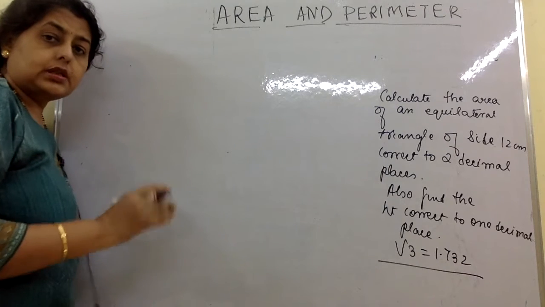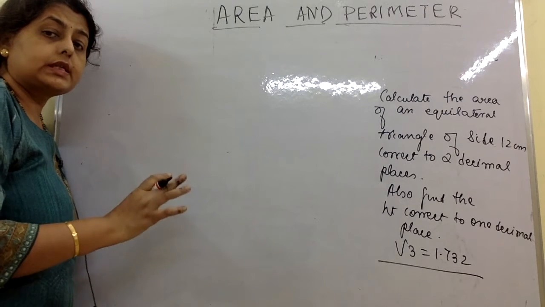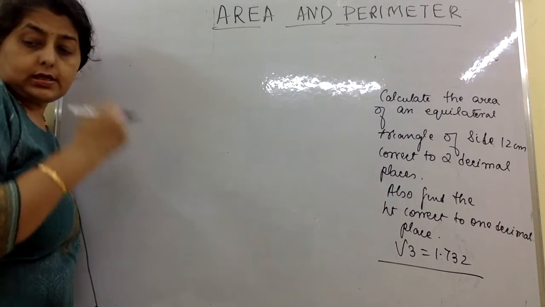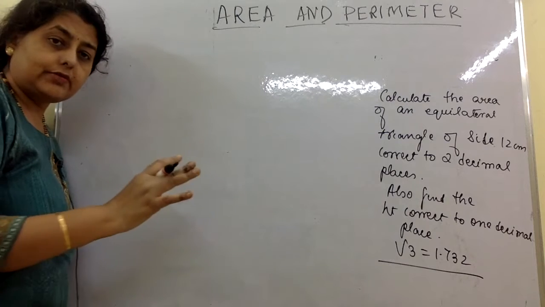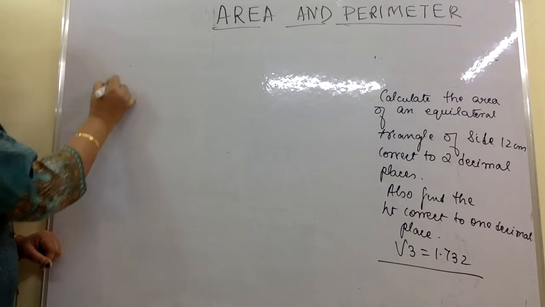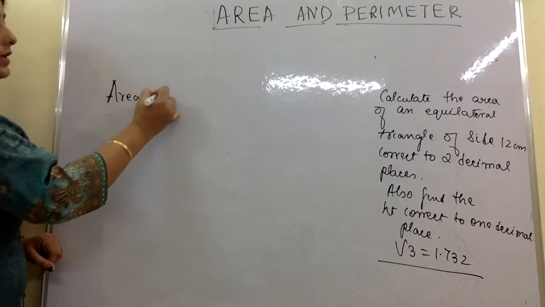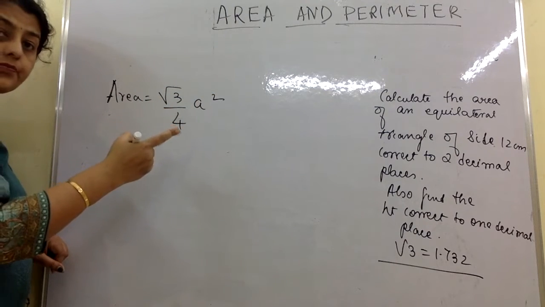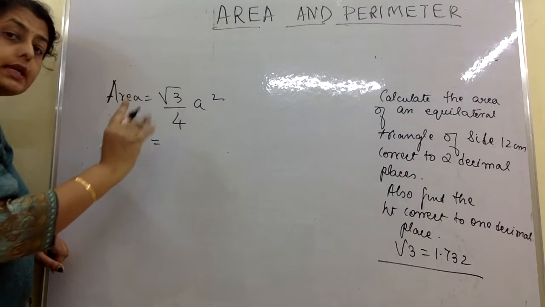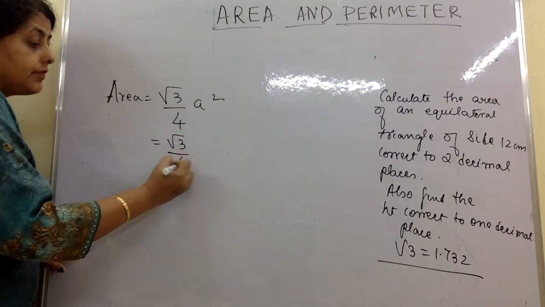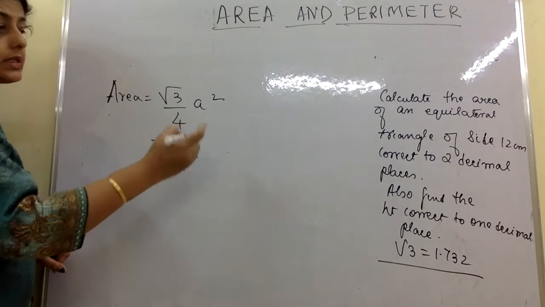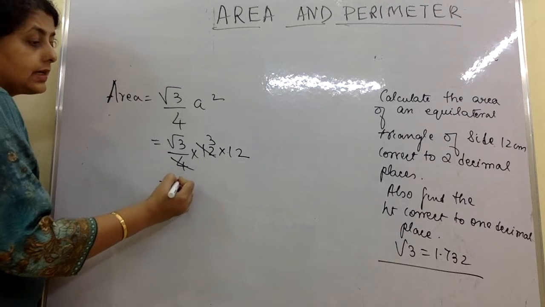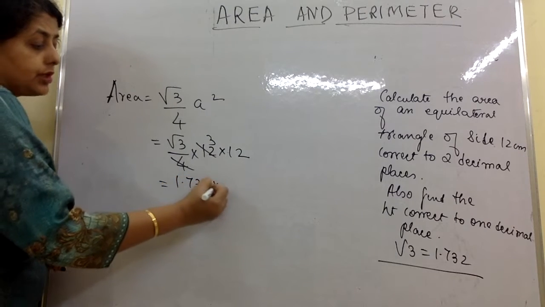Here is the question. Calculate the area of an equilateral triangle of side 12 centimeter, correct to 2 decimal places. Now let me start with the formula for area of an equilateral triangle. So here area of an equilateral triangle is root 3 by 4 into a square. What is a? a is the side of the triangle. Root 3 by 4 into a square. Side of the triangle is 12 into 12. So here I'll use 1.732 into 36.